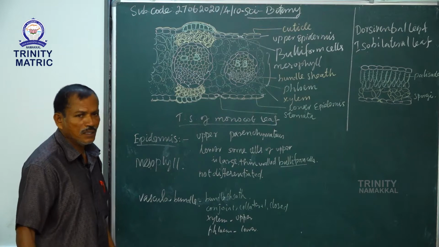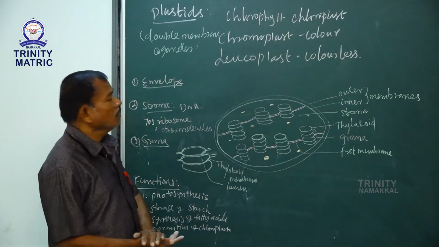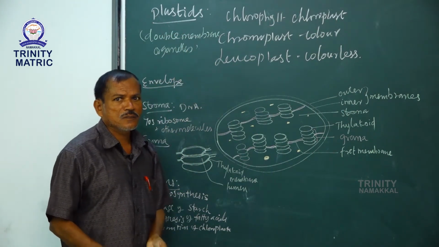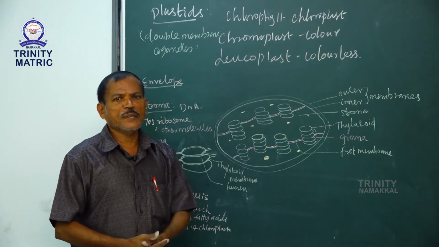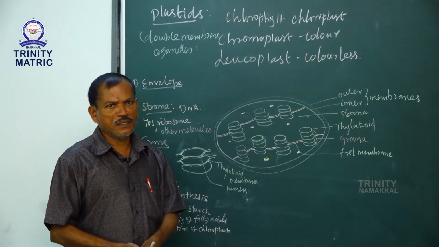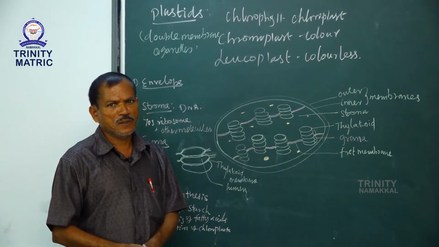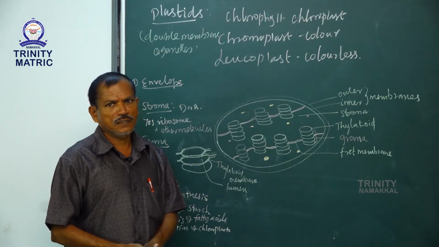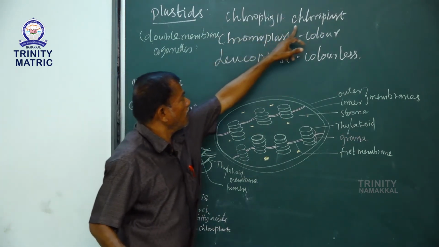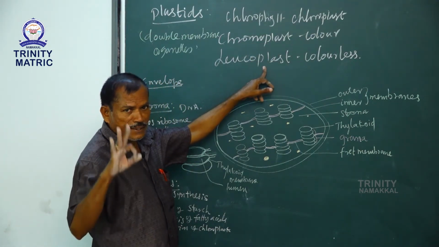Next, we will look at describing the structure of a chloroplast. Next is: what are plastids? Plastids are present in all green plants and algae. Plastid means kanigangal. There are 3 types of plastids: chloroplast, chromoplast and leucoplast.